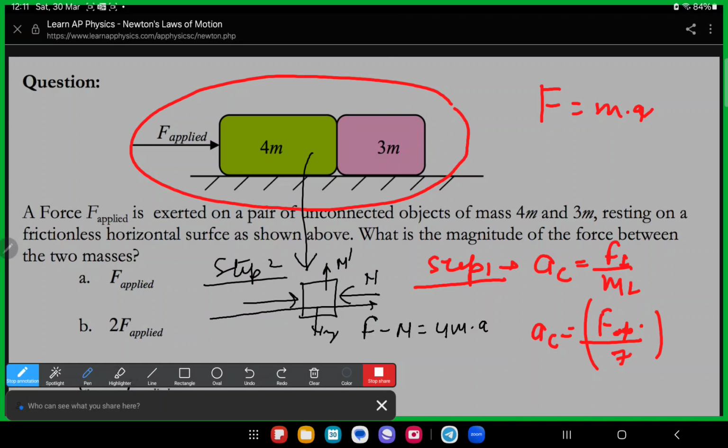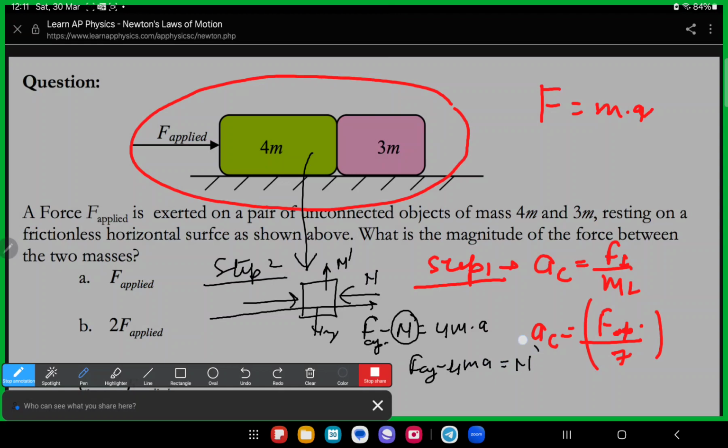By this way we can calculate this normal, because the F applied they have given, so N equals F minus 4m into a, that is the normal reaction. So by this way we can calculate the normal reaction value very easily. Clear?